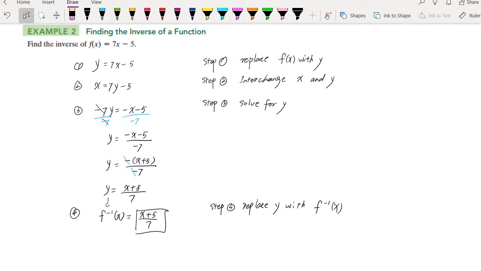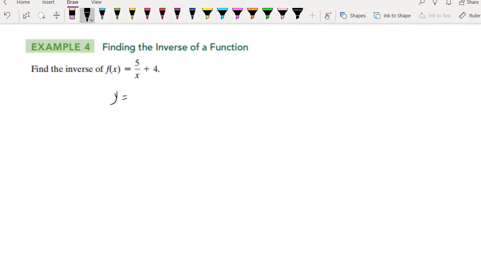Okay, let's try another one. We said step 1, replace the f of x with y. Step 2 is interchange x and y. So this one, that will be x equal to 5 over y plus 4. Step 3, we have to solve for y. You have to be really careful in this case, okay? It's a little bit complicated. What we're going to do is multiply by y every single term.